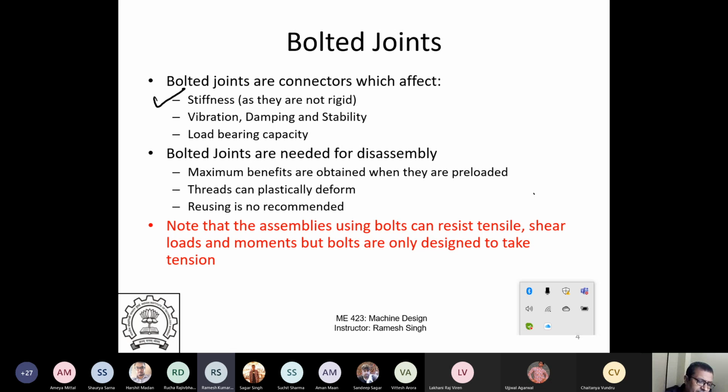And the vibration, damping, and stability will all be affected, primarily because of stiffness, right? Because your vibration is actually a function of K, zeta, and omega n. K being stiffness. You all know this equation, right? Mx double dot plus what? Cx dot plus Kx is equal to Ft.